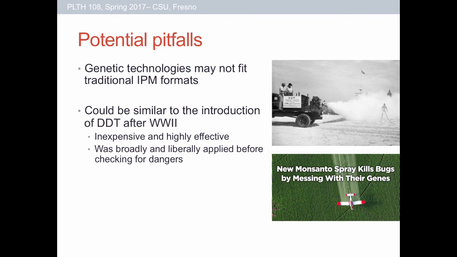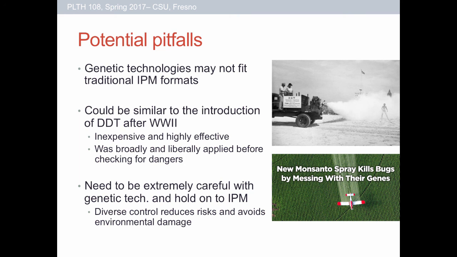Probably the bigger concern would be that we could have a situation kind of like DDT after World War II, or the introduction of glyphosate with Roundup-Ready crops, which is that if genetic controls are inexpensive and highly effective, people might just go in 100% for them and kind of throw out other technologies. And these are not foolproof technologies. There's always the possibility for resistance among pests, even to genetic approaches, and it has been demonstrated that they can evolve resistance to genetic approaches. So, something we should watch out for.